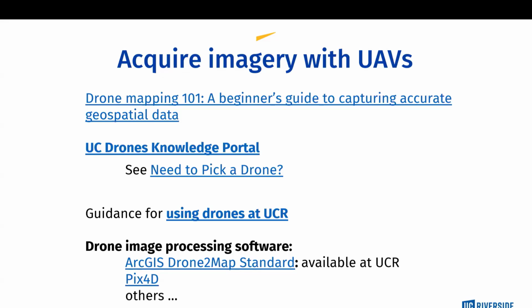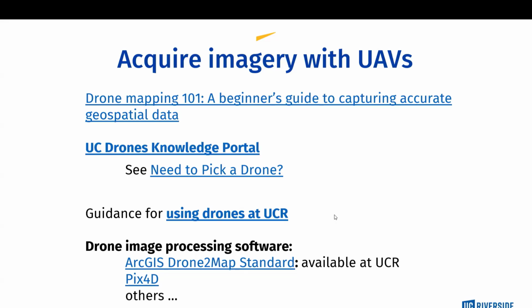In the middle of the slide, we have some information that the University of California has provided because there are many researchers at all of our campuses that are interested in using drones and might be getting started with it. So they need that information too. The next item down on the slide is guidance if you're going to use drones at UCR in particular. There's some safety considerations and things like that.